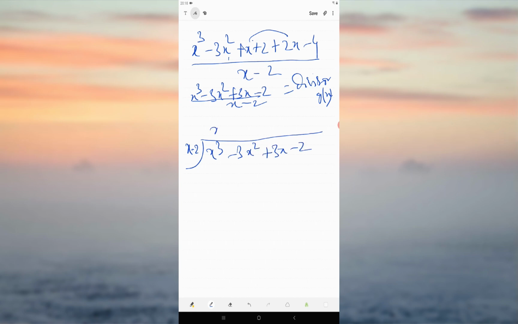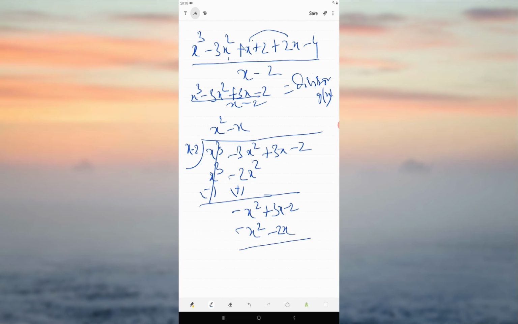So we will divide x cube minus 3x square plus 3x minus 2. What will be the first thing that will come? X square. That will give you x cube minus 2x square. So minus plus cancel. Minus 3 plus 2 is minus x square. Then plus 3x minus 2. Then comes minus x. That gives us minus x square minus 2x. Minus becomes plus, minus becomes plus, cancel, 3x plus 2x is 5x minus 2.